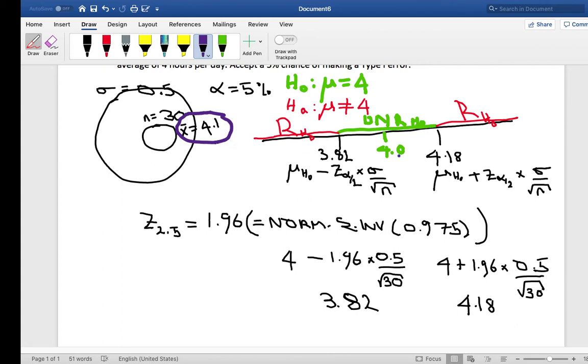In this case, if this is 4.18, then 4.1 is somewhere around here. So this falls in the green zone right here. So our conclusion is do not reject H0. If we do not reject H0, it means we go with H0 and not with the other alternative. So this is how you do hypothesis testing.